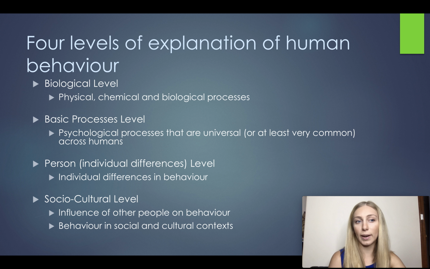So the 4 levels of explanation of human behaviour are the biological level, the basic processes level, the person level, and the socio-cultural level. So the biological level includes the physical, chemical, and biological processes within a human. The basic processes level looks at the psychological processes that are universal across all humans. The person level looks at our individual differences. And a socio-cultural level looks at the influence of others on our behaviour. So let's look a bit deeper into what is involved within all of these levels.